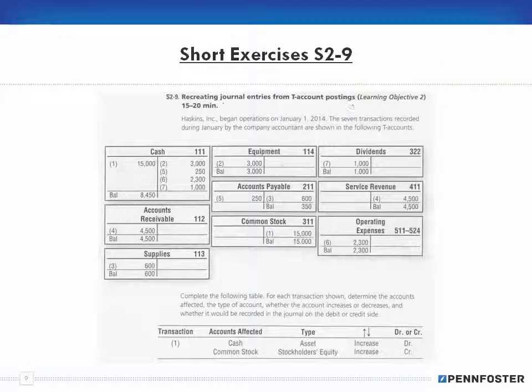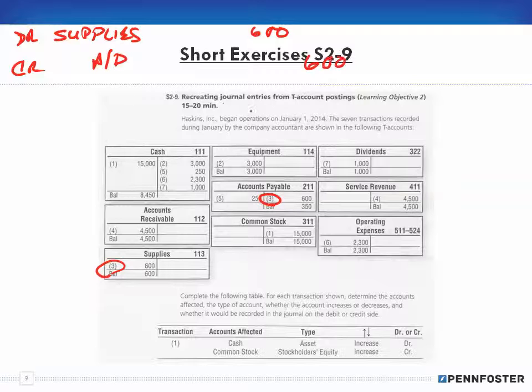Number 3, the third entry, so let's see here, 3 to accounts payable and 3 to supplies. Remember, our journal entries always begin with our debits. So I have a debit to supplies for $600, and I have a credit to accounts payable for $600. So that's my journal entry.